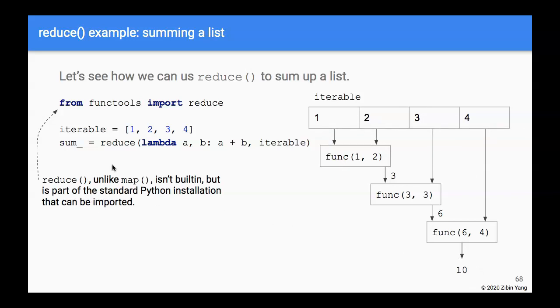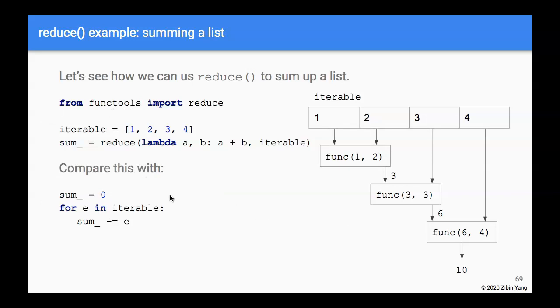And yes, I want to mention that unlike map, which is a built-in function, reduce is not a built-in function. But it is part of a standard Python installation. So in order to use it, we just have to import it from functools. And if we go the old-fashioned way with the for loop, this is how we would do the sum, right? So these are interesting, different ways of achieving the same result.